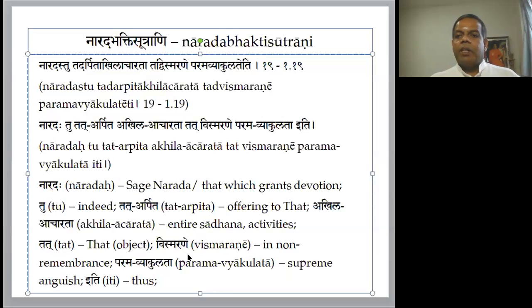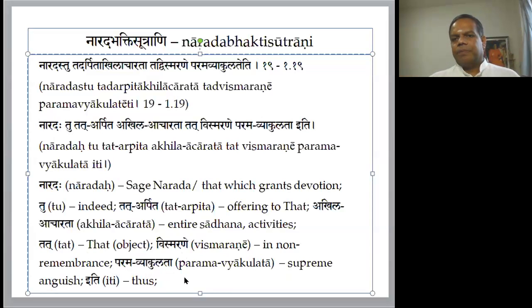Tat Vismarane is in the seventh vibhakti. Vismarana is the simple noun. Vismarane is the seventh vibhakti, or seventh noun form, which means in, at, on, that kind of meaning. All those prepositions can be used. So Vismarane is in non-remembrance, in non-remembrance of that object, whichever it is, the Lord or the act, sadhana itself.